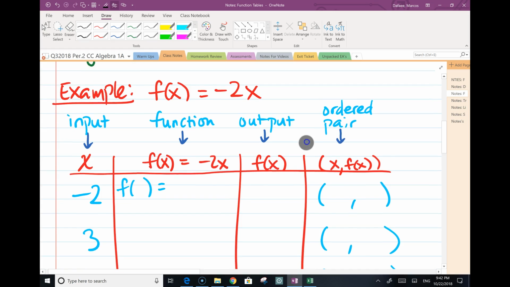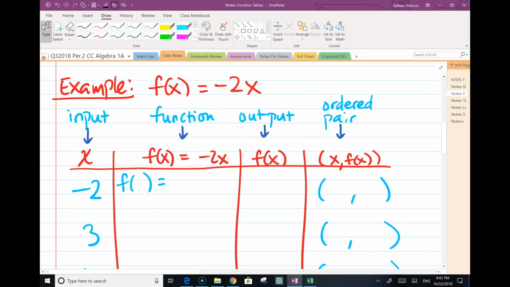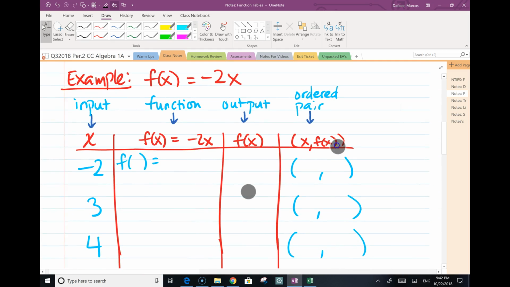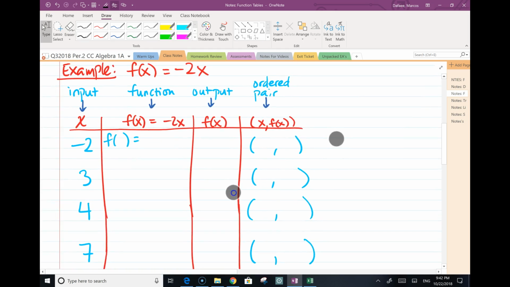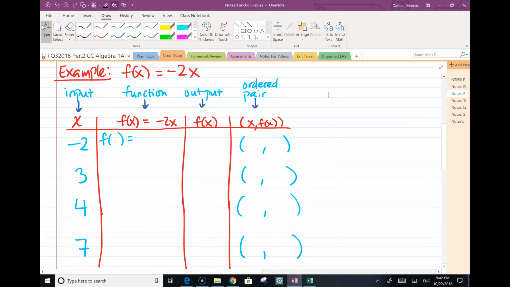So in example one, we have f of x is equal to negative 2x. And the table I like to set up is broken up into these categories. So you can see that on the left side, I have an input side. I do have some pre-set values for the input, but you're free to choose whatever you want. The function itself goes next. And this is where I generally do all my evaluating, showing my work, etc.